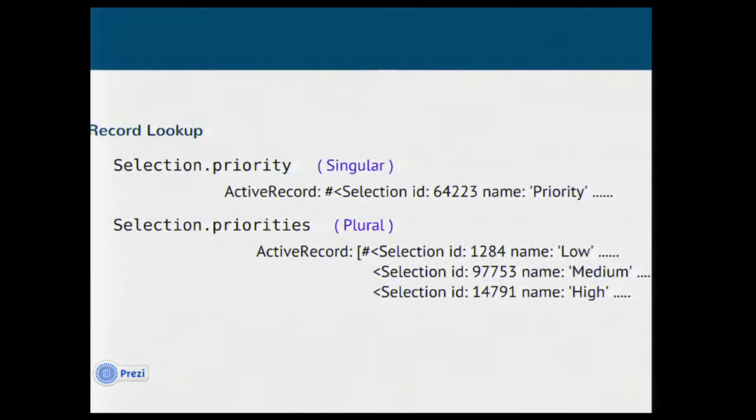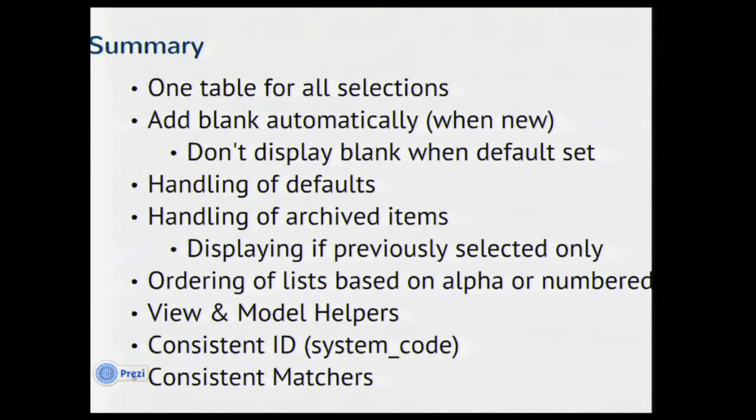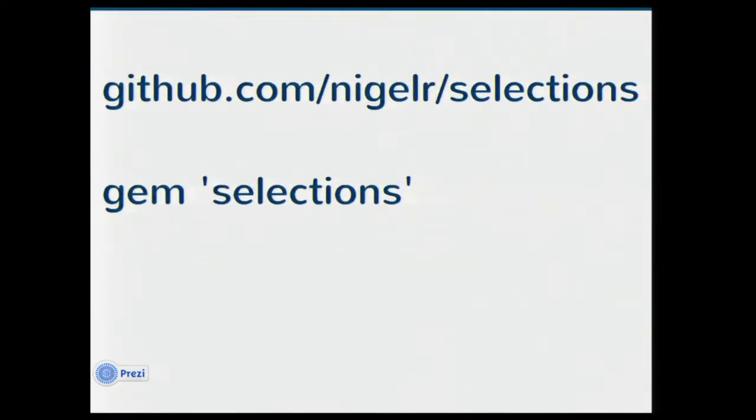It also supports, if you actually do need to look up the records, a singular or a pluralized lookup, so that if you say the single one, it will find that. So if we were looking up other things, we could find them through the plural. So in summary, one table for all your selection lists that you might have in your entire project. It adds blank automatically. It handles defaults, handles archives, orderings of lists, consistent IDs, and consistent matches. And all you have to do is add that. Thank you.